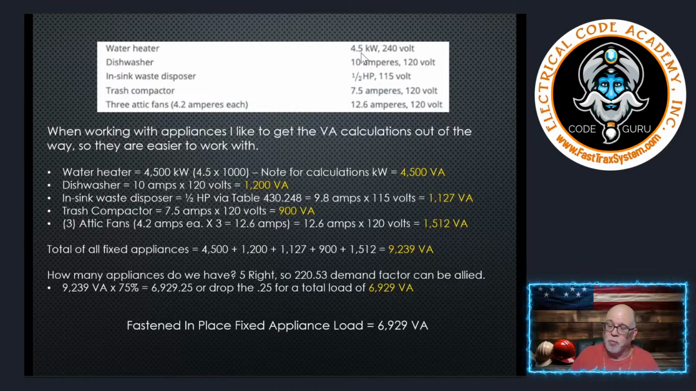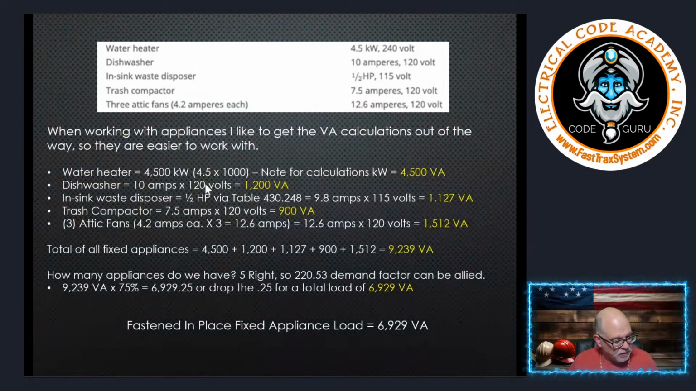But we're concerned more about the fact that that water heater is 240 volt, and we're doing a neutral calc while we're doing this. So I'm going to say, do I still have 4 or more appliances, even if I take out that water heater, that are neutral loads? Absolutely, I do. I've got this dishwasher, that's a neutral load. I've got this in-sink waste disposer, that's a neutral load. The trash compactor is going to have a neutral load because it's 120. And then we have all of those attic fans. They also are 120. So what have I got? I've got 3, 4, 5, 6, so I've got 4 or more.